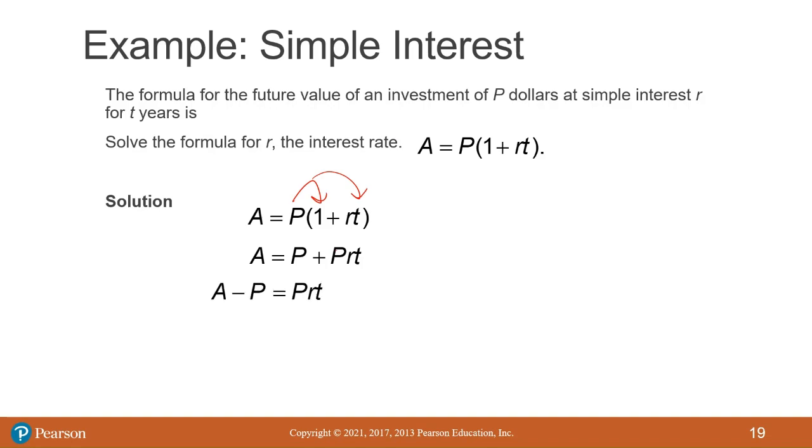Now, we want to get the R, in this case the interest rate, by itself. So the first thing we're doing is subtracting the P over to get that PRT term by itself. Now, if we want to get the R by itself, we're dividing the PRT term by PT to cancel out both the P and the T and leave R by itself. And that's what gives us A minus P over PT as our answer. Okay, so R, which is what we're searching for, equals (A minus P) over PT.